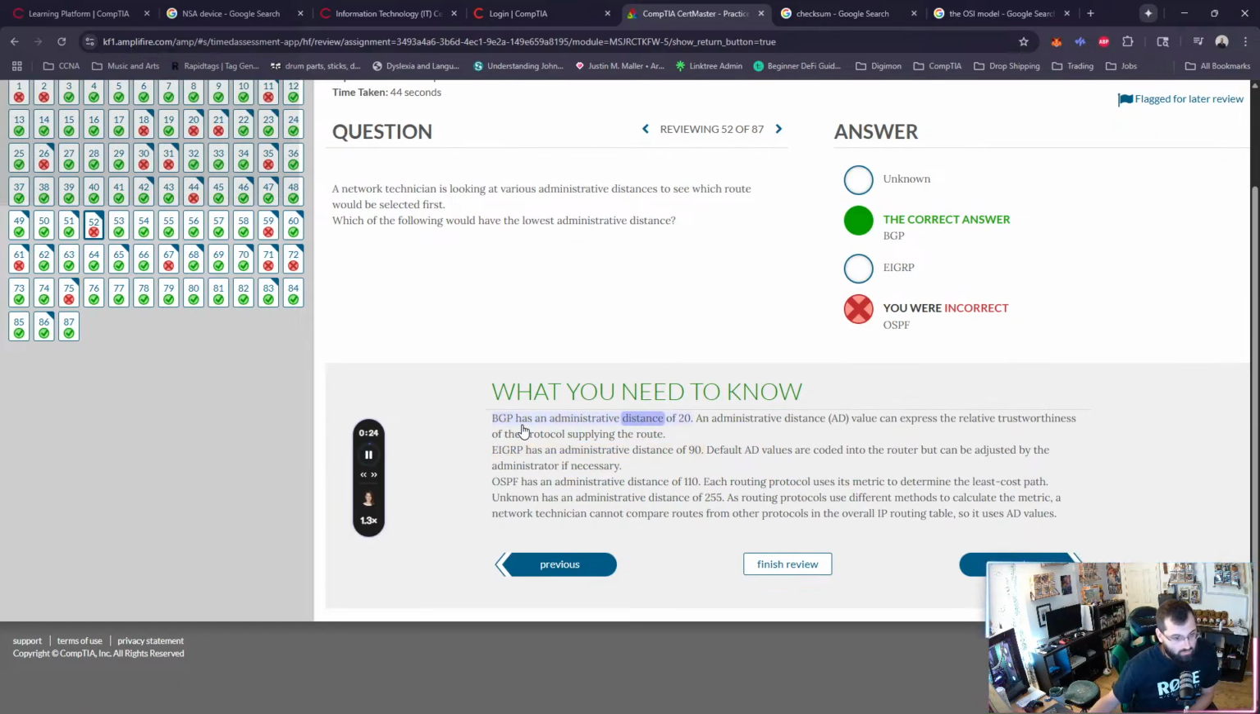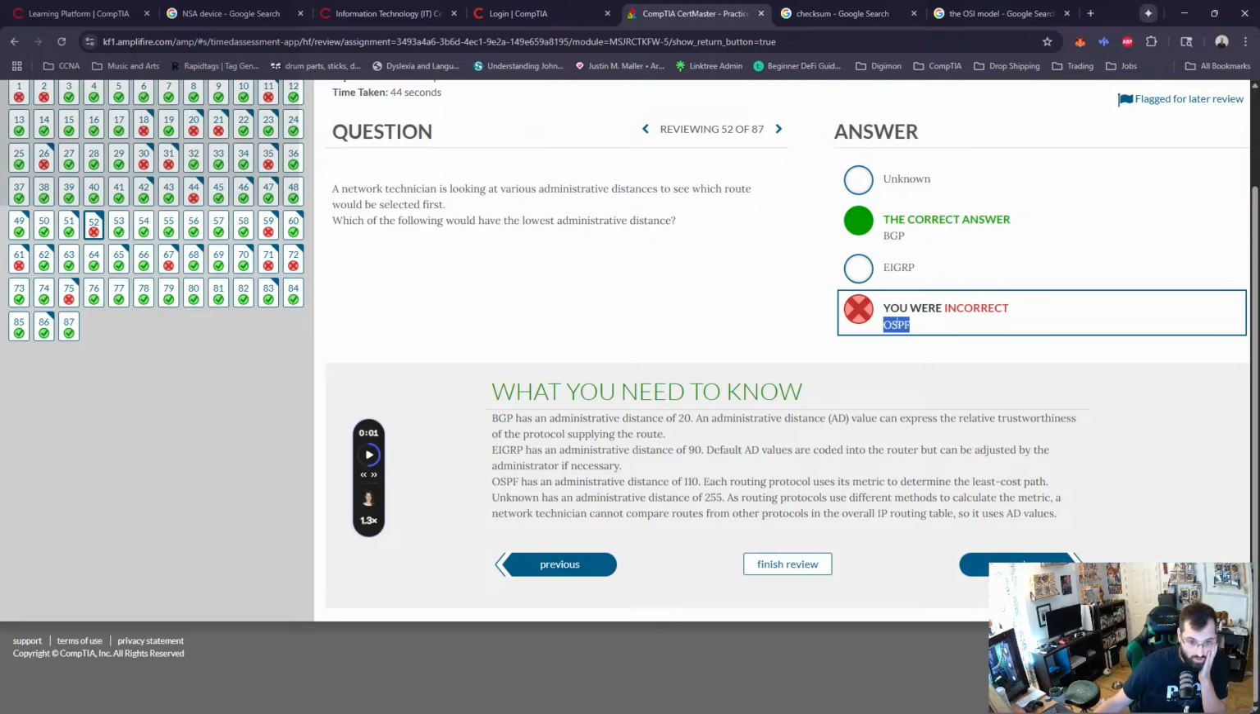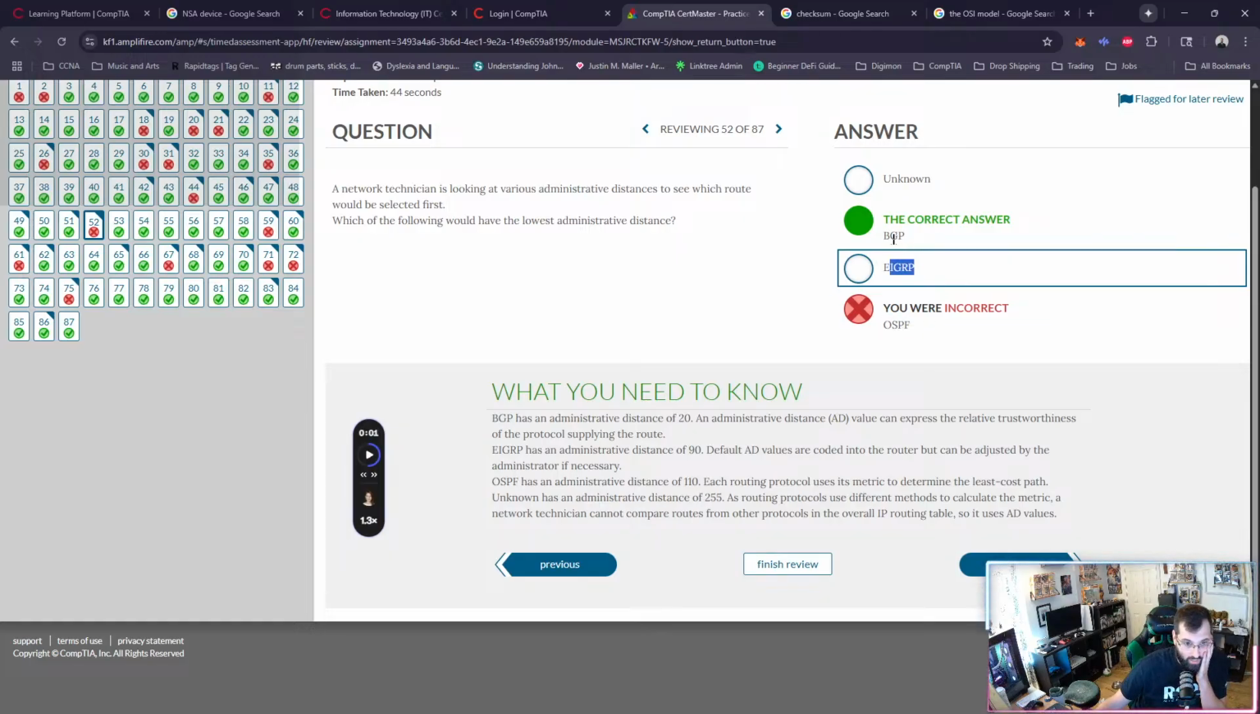BGP has an administrative distance of 20. An administrative distance value can express the relative trustworthiness of the protocol supplying the route. EIGRP has an administrative distance of 90. Default AD values are coded into the router but can be adjusted by the administrator if necessary. OSPF has an administrative distance of 110. So I knew that this was 255. I didn't know static is 1, but this is 20. This is 90. And this is 110. So 110, 90, and 20.